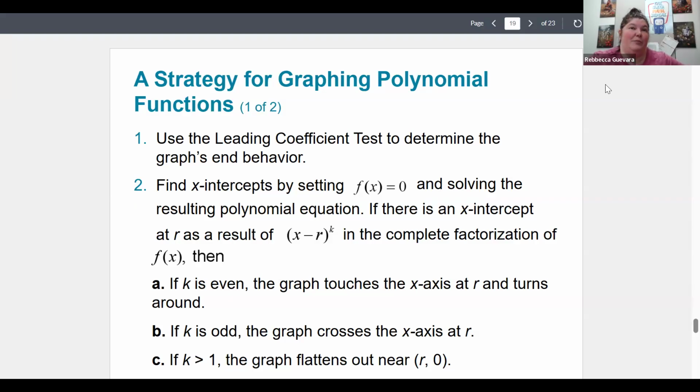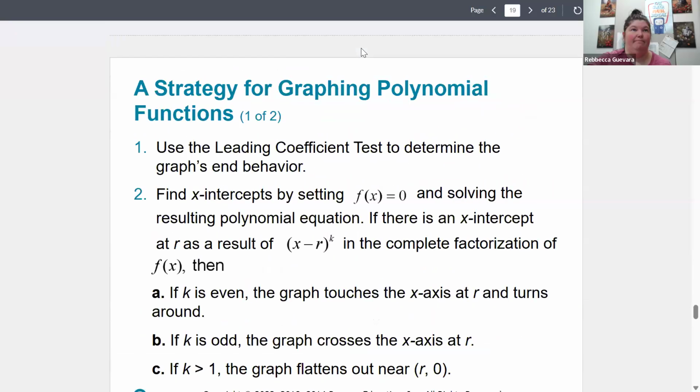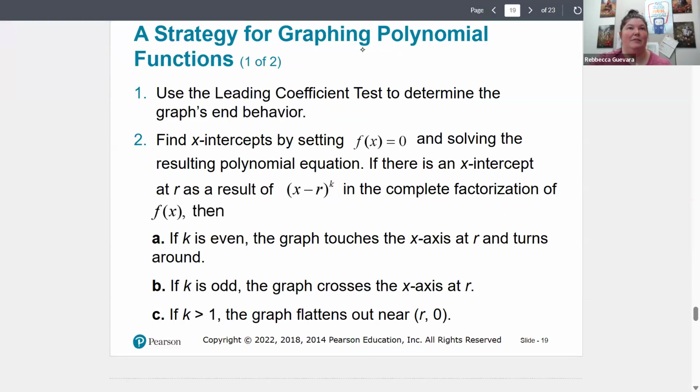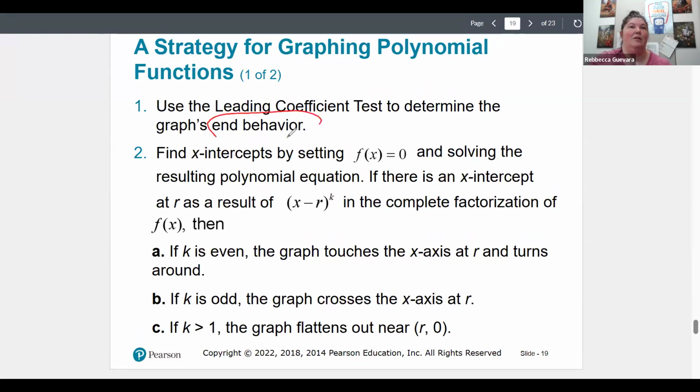So we're going to use end behavior. Then we're going to look at the x-intercepts, or zeros. And we are going to completely factorize your f of x so we can find those zeros. Then we can find zeros and multiplicities.